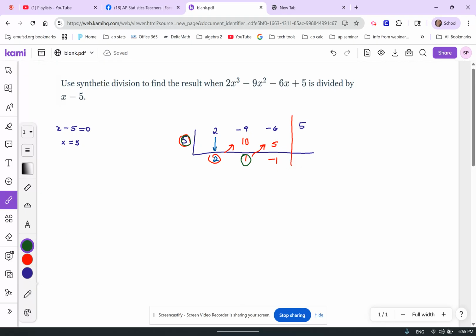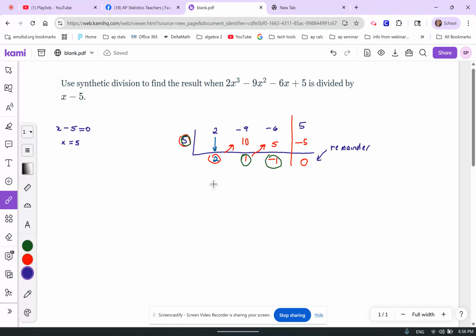And now we repeat the process. We take negative 1, we multiply it by the 5, and when we do that, we get a value of negative 5. And when you add down, you get 0. So this over here is the remainder, so there's no remainder.